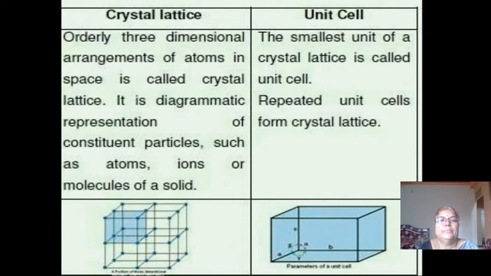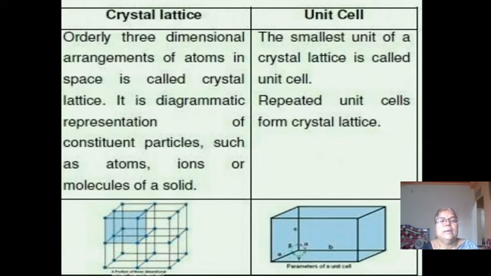Welcome students. Last time you studied crystal lattice or space lattice and unit cell. Once again I repeat: what is the crystal lattice and what is the unit cell. The crystal lattice is nothing but the orderly three-dimensional arrangement of atoms in a space. Orderly three-dimensional arrangement of atoms in a space is called crystal lattice.